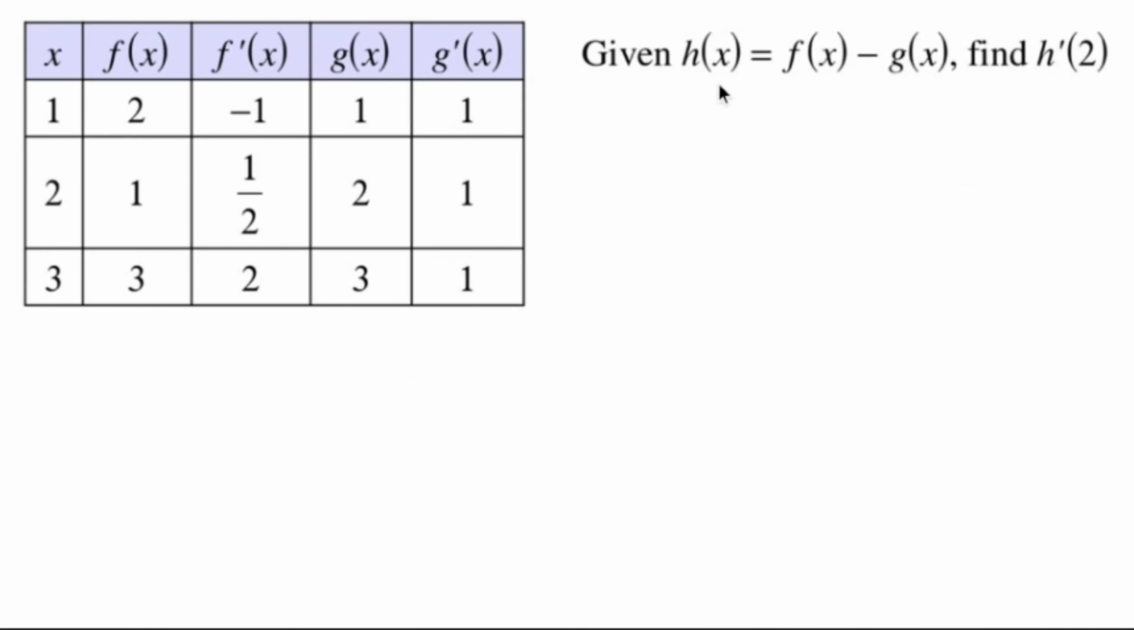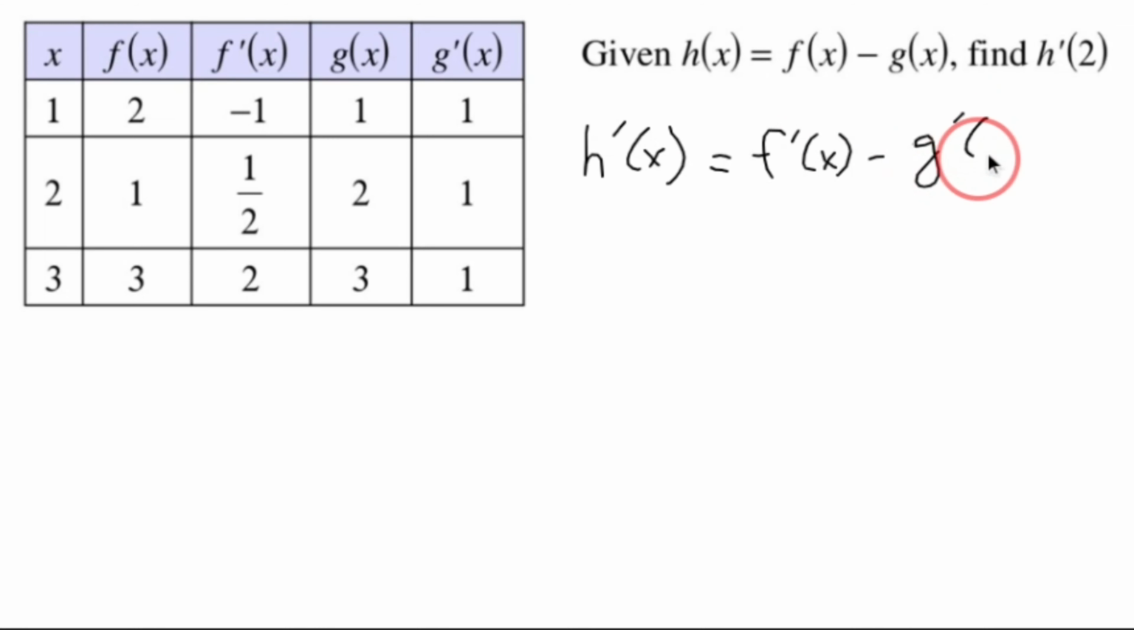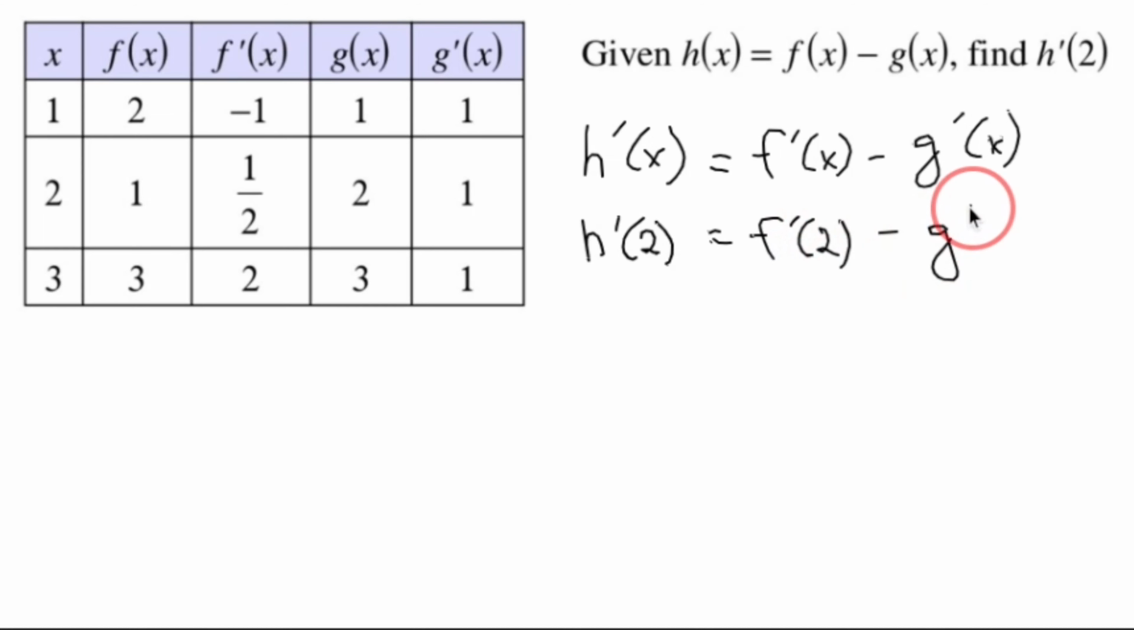Given h of x equals f of x minus g of x, find h prime of 2. All right, well, this is just flat out saying if I take the derivative of h and the derivative is some function minus another function, it's going to be the derivative of a function minus another function. This is basic rules. Now, h prime of 2 is going to be f prime of 2 minus g prime of 2.